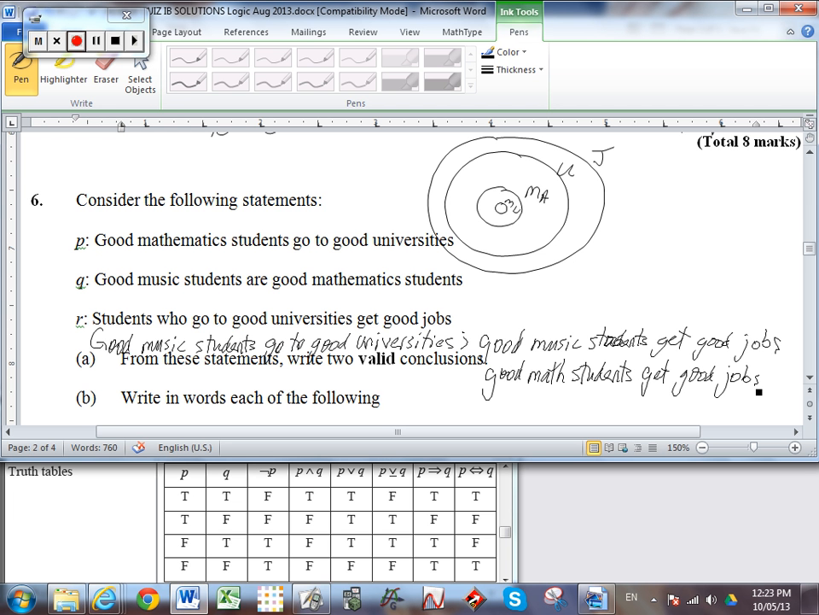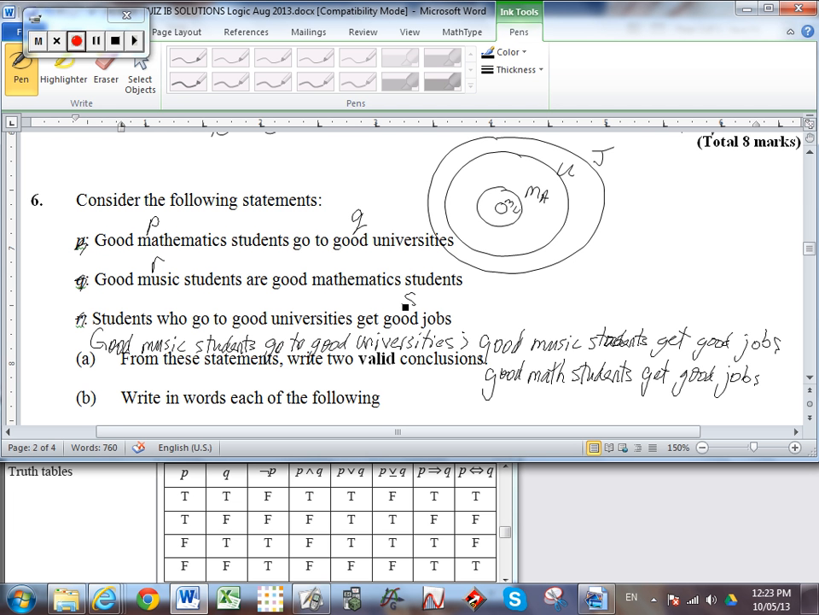Now another approach to this problem might have been to set up some logical statements. So we know that if the person is a good math student, then they go to a good university. So if we could redefine these propositions for a moment, let's suppose that good math students is proposition P, and good universities could be Q, and maybe good music students is R, and good jobs maybe is S. I'm not sure that this is going to end up being a great way of doing things, because we've got 4 different propositions and we've never done a truth table that is 16 rows long.